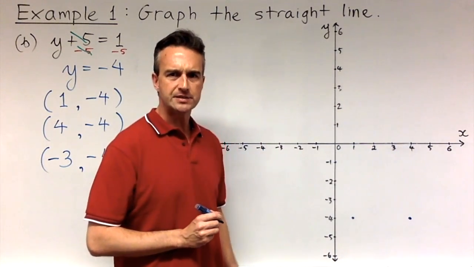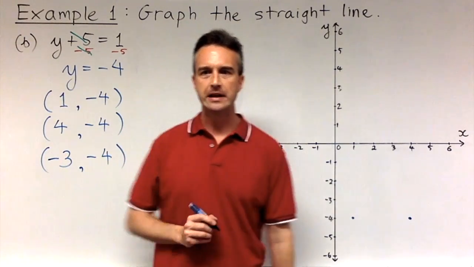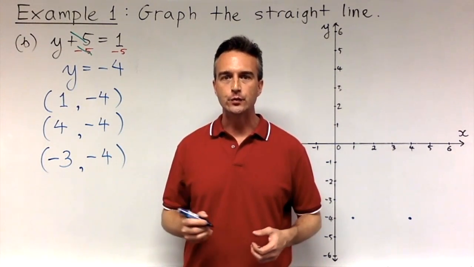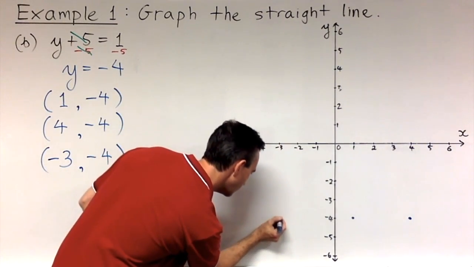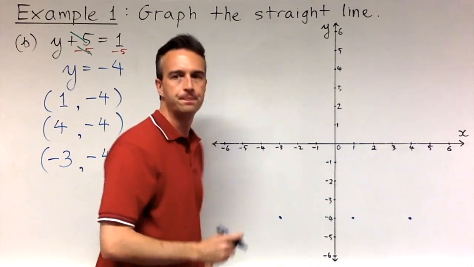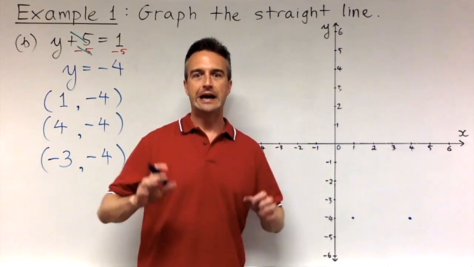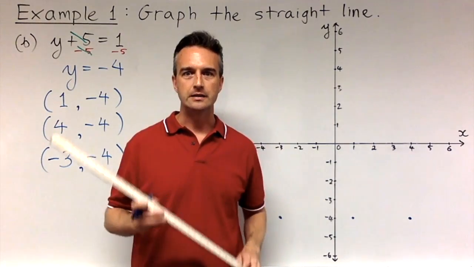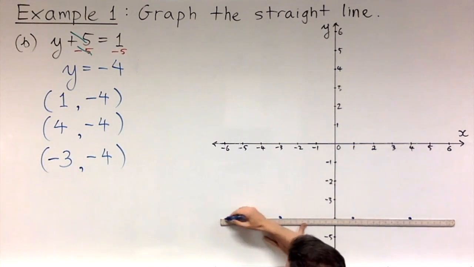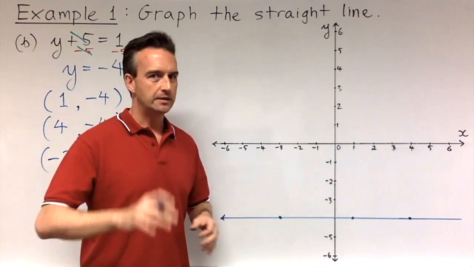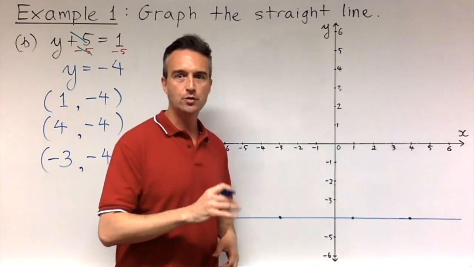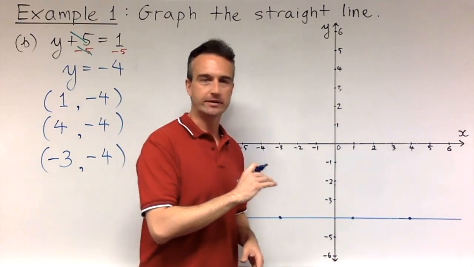Well, so this looks like it's going to be a horizontal line. And our third point, negative 3, negative 4. It's definitely going to be a horizontal line this time. Let's draw the line. And there we have it. Let's not forget our finishing touches, arrows and the equation next to the line.